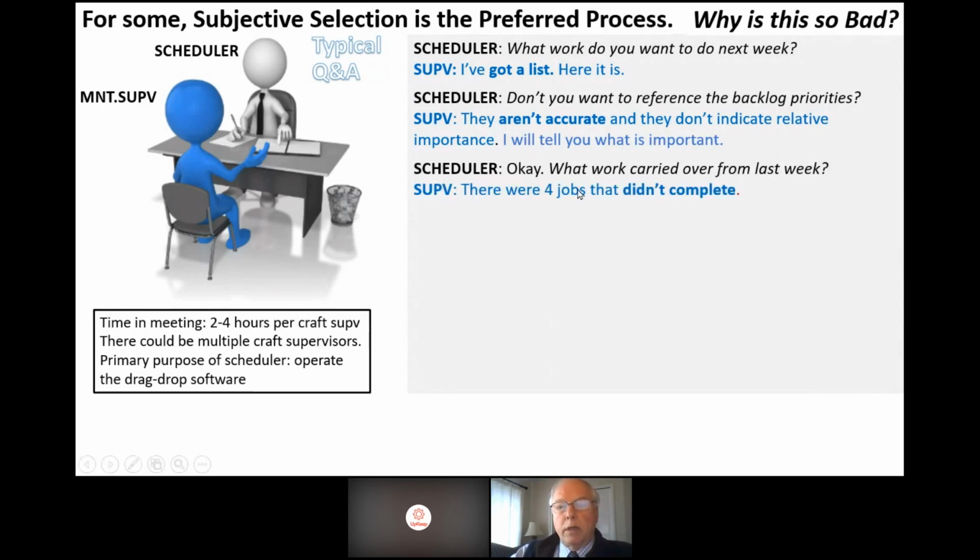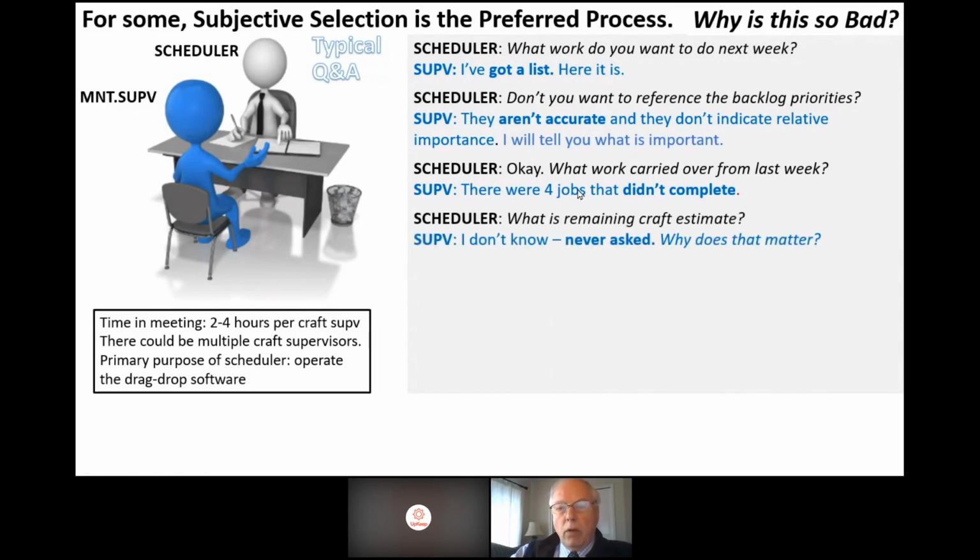There were 4 jobs that didn't complete, so the supervisor is aware of that. What is the remaining craft estimate? Well, I don't know, never asked. Why does that even matter? Okay, the supervisor doesn't understand the importance of that, and if it is being captured, it's only in his head, and it's not being stored inside the CMMS, which, if we're about to implement an automated process, that information would be very important.